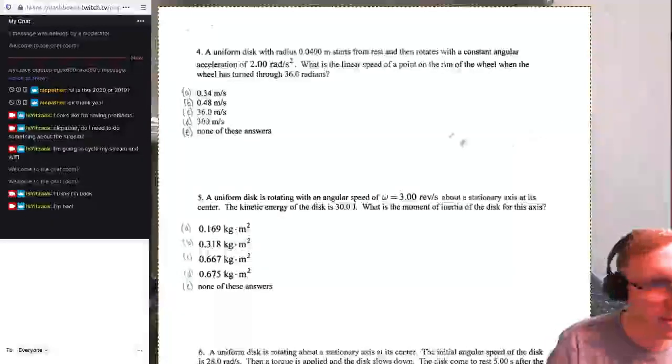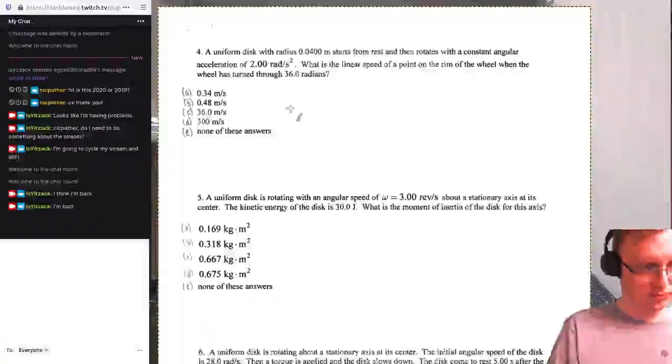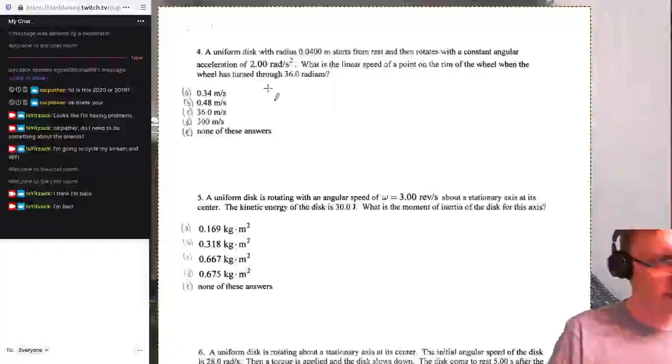Okay. Page 2. A uniform disk with a radius of 0.04 meters starts from rest and then rotates with a constant angular acceleration of 2 radians per second squared. What is the linear speed at the point of the rim of the wheel when the wheel has turned through 36 radians? So he's looking for a v equal to R omega. And omega is equal to the square root of 2 alpha theta.